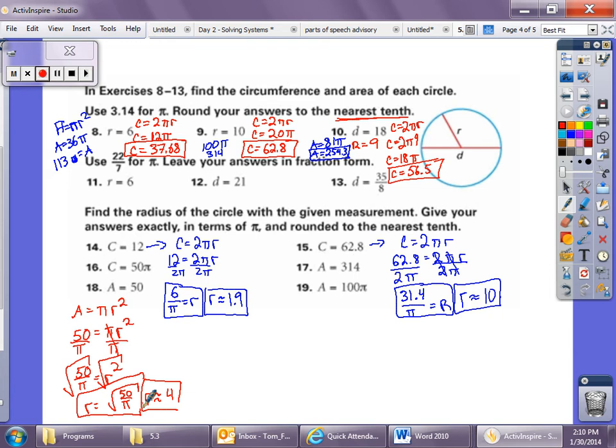And if we look at this last one, it says the area is 100 pi. Well, area equals pi r squared. So if we know that the area is 100 pi equals pi r squared, divide by pi, the pi's cross off. So 100 equals r squared. And once again, we have to take the square root of this. So our radius is equal to 10.